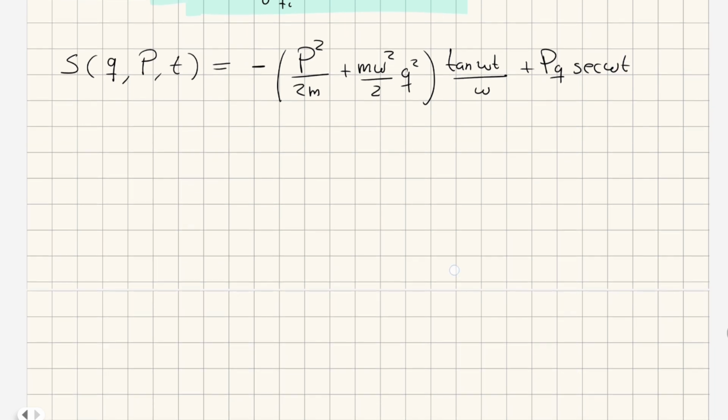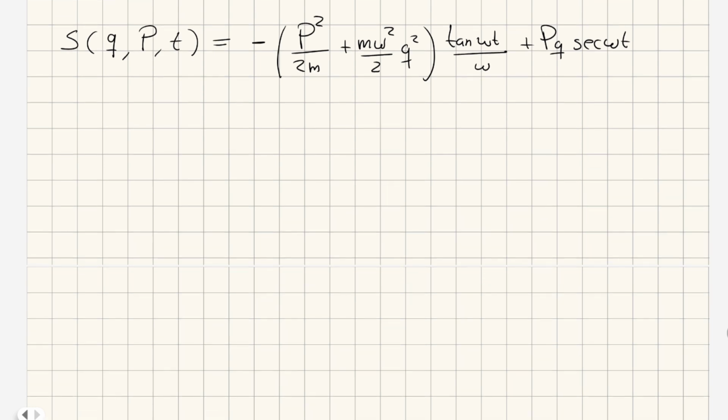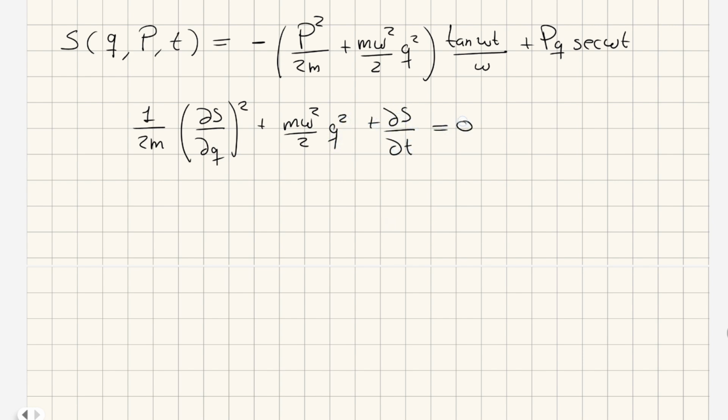And we are going to see that this function is a solution of the Hamilton-Jacobi equation, where the Hamiltonian of that Hamilton-Jacobi equation corresponds to the Hamiltonian of the harmonic oscillator. Actually, that equation can be seen as this. It will be 1 divided by 2m that multiplies the partial of s with respect to q squared, plus m omega squared divided by 2 q squared, plus the partial of s with respect to time equals 0.